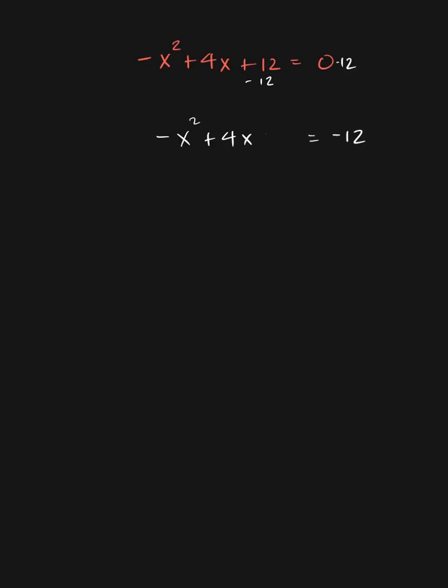And now, since a is not 1, it's -1, we're going to factor out this negative. So we're going to be left with x squared minus 4x. Now remember, just like last time, what you're going to do is we're going to already add a -1 to the other side. So I'm going to write -1, and I'll put a little set of parentheses there. And this is so we can go about our business of completing the square.